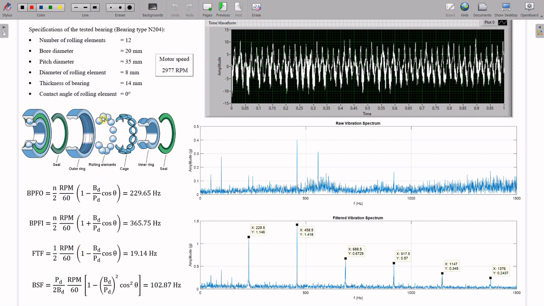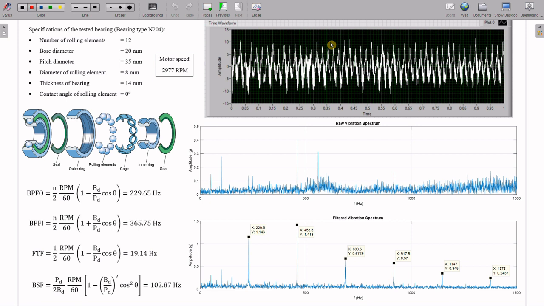On your top left, there are the specifications of our tested bearing and also the motor speed. Therefore, based on this formula, you can calculate the failure frequencies. I have already calculated before, but you should try to calculate it by yourself on the practicum. On your top right, there is a vibration time domain data that we get from the measurement, and we will process this time domain data in MATLAB program.